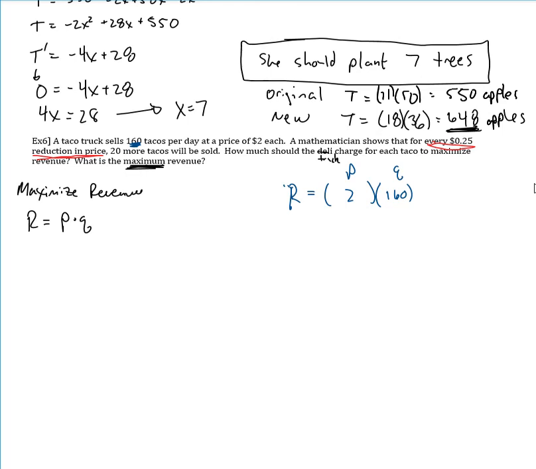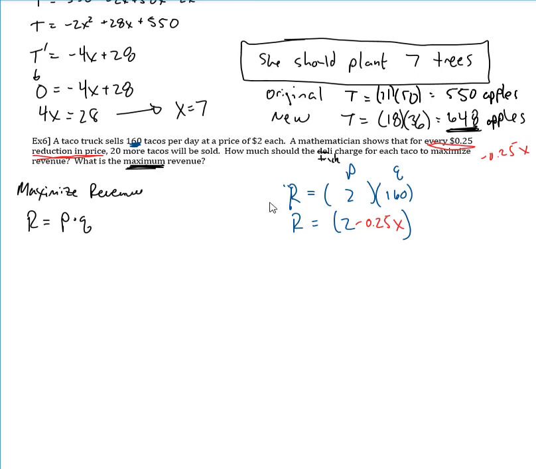So for every 25-cent reduction, that means a minus 0.25x is how we'll attach it to the price. So let's go ahead and start writing it. We have R is 2 minus 0.25x. So we're just attaching the variable to the reduction in price.